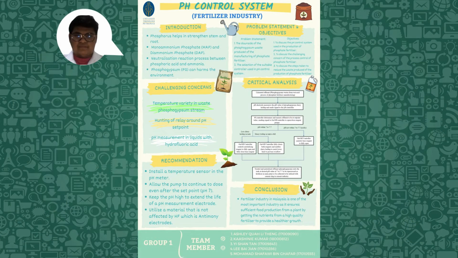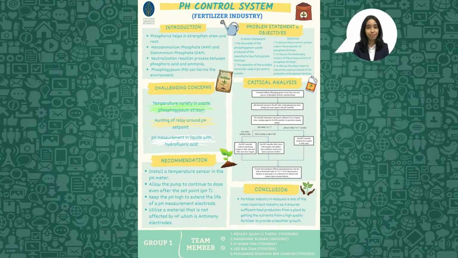Phosphate fertilizer has become high in demand in the agriculture industry as it helps in strengthening the plant's stem and roots. There are two types of it that are commonly used, which are monoammonium phosphate (MAP) and diammonium phosphate (DAP). These products can be obtained through a neutralization reaction between phosphoric acid and ammonia. However, this reaction produces waste phosphogypsum (PG) that can harm the environment as it is high in acidity or basicity if it is not treated properly.